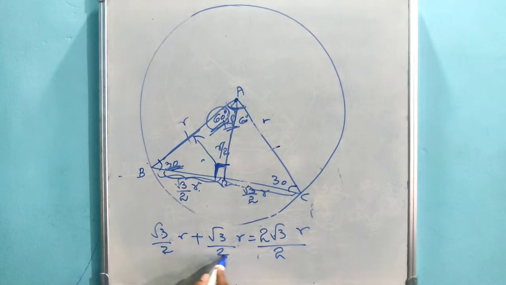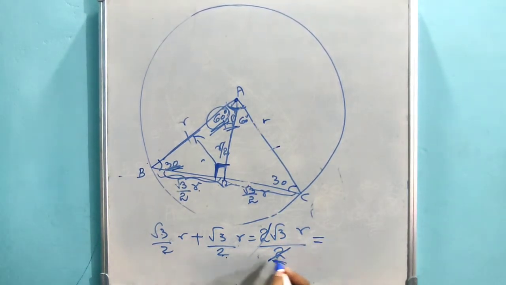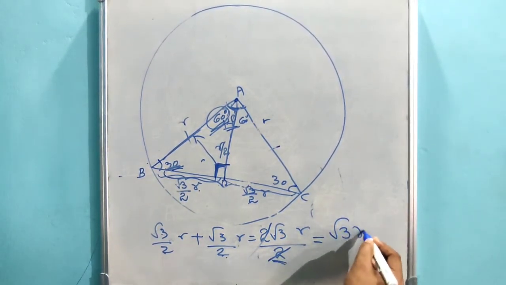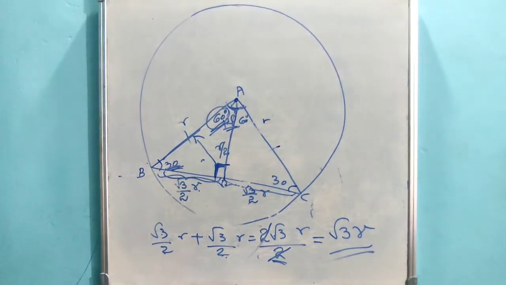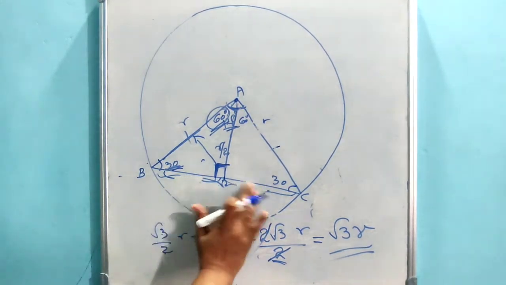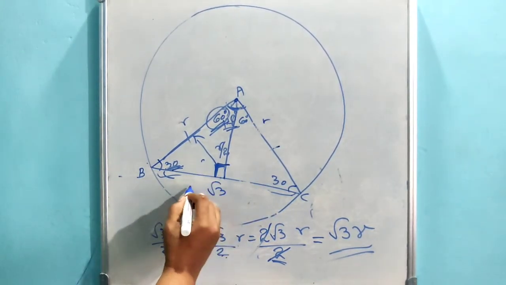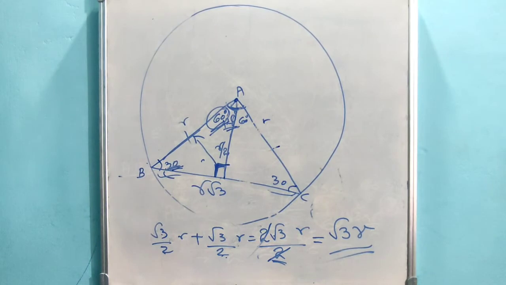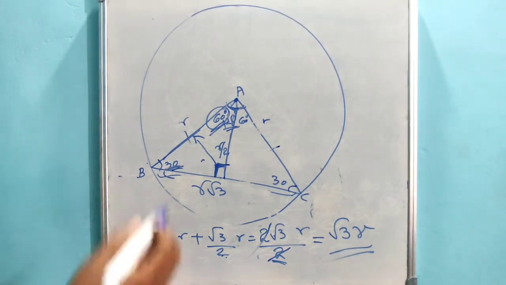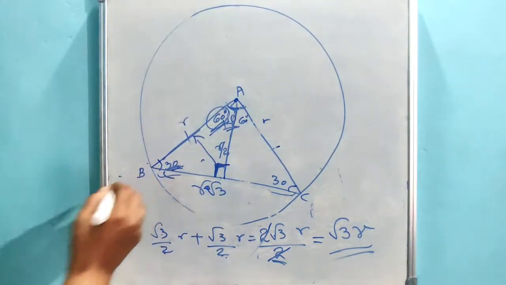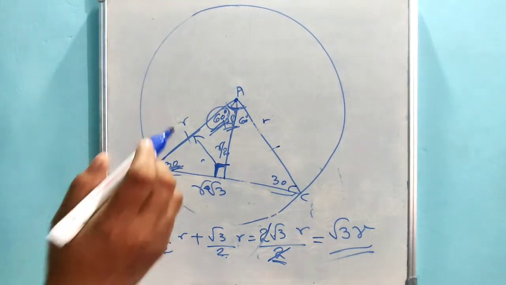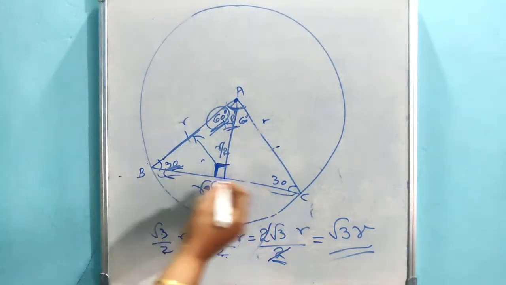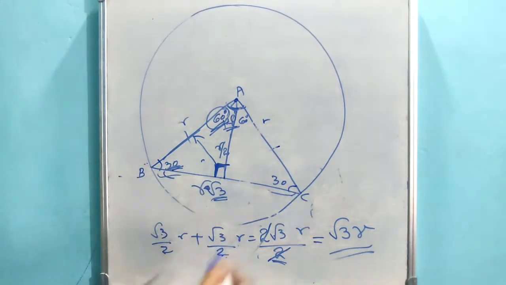Here the denominators are the same, so put the same denominator. Then we have 2 and 2 common, so let us cancel that. Then the side is equal to root 3 R, or R root 3. So this total length is equal to R root 3. That length is actually root 3 times the radius of the circle, which is the length of the chord.